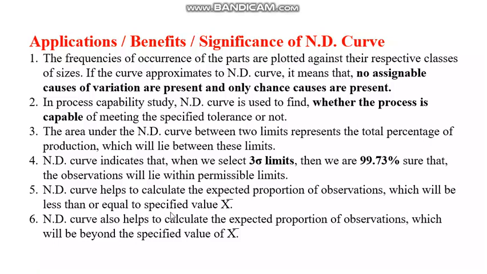The normal distribution curve also helps to calculate the expected proportion of observations which will be less than or equal to a specified value of x bar, that is the arithmetic mean, and the proportion which will be beyond the specified limit. So within x bar, how many are there? Beyond that, how many are there? That also our normal distribution curve will be able to tell.